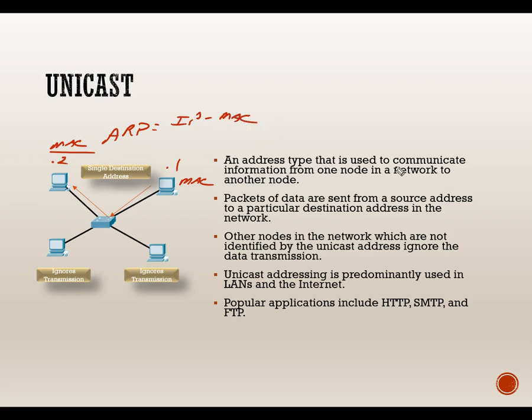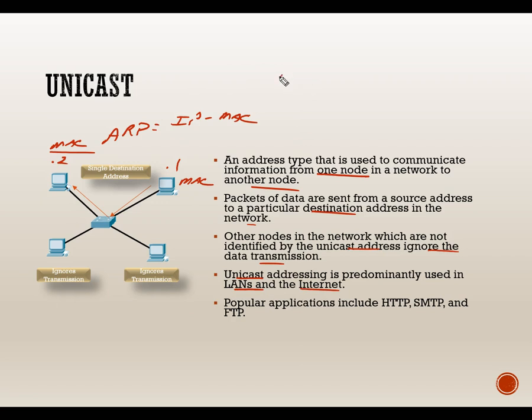An address type that is used to communicate information from one node in a network to another node. Packets of data are sent from a source address to a particular destination address in the network. The other nodes in the network are not identified in the unicast address. They ignore the data transmission. Unicast is predominantly used in LANs and the internet to get to a particular thing.